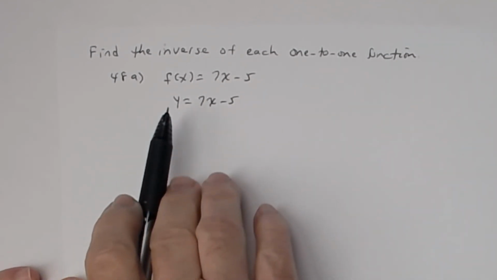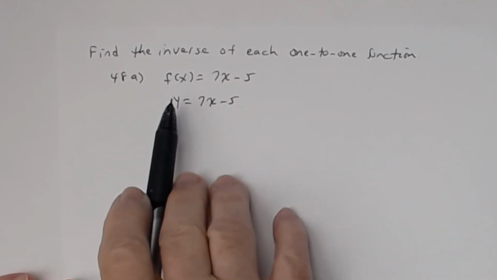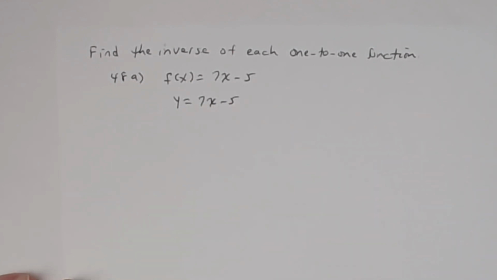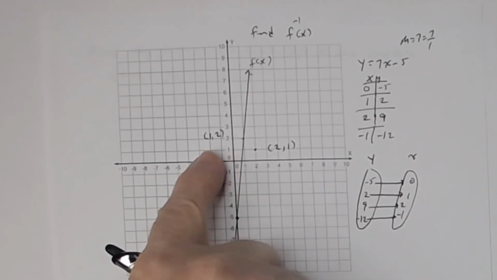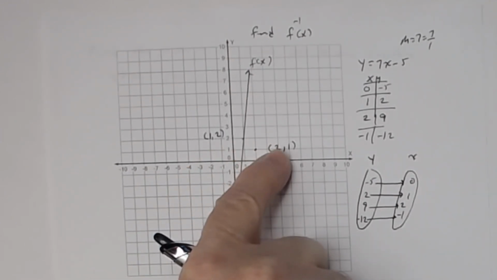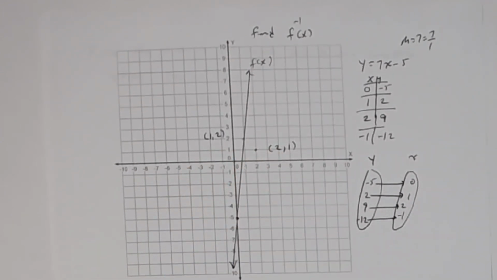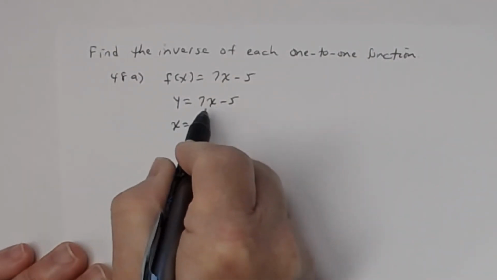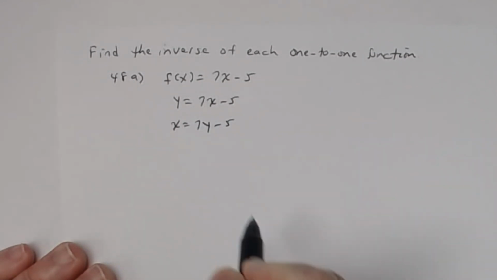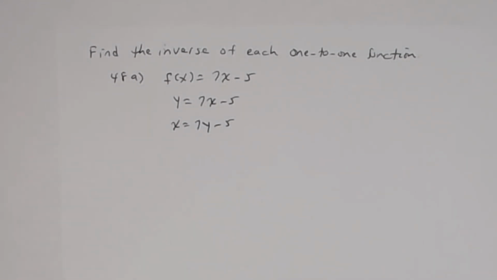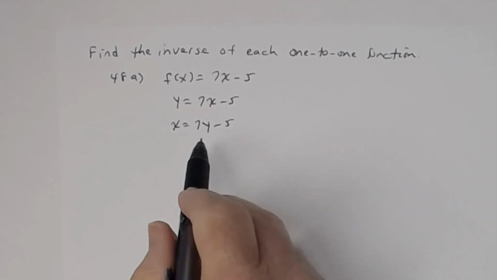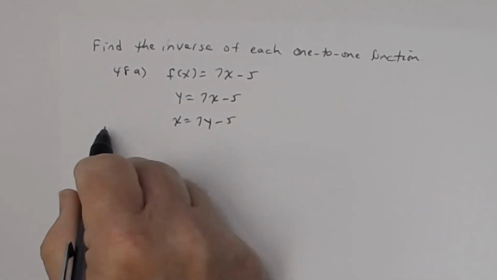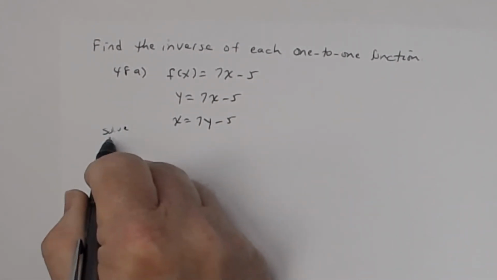The first step you had to do was to replace f of x with y. Then you interchange the coordinates. That goes back to what we talked about here: 1, 2 becomes 2, 1 on the inverse. So in other words, y becomes x and x becomes y. That was your next step. And then all you do is solve for y. So the next step is to solve for y.